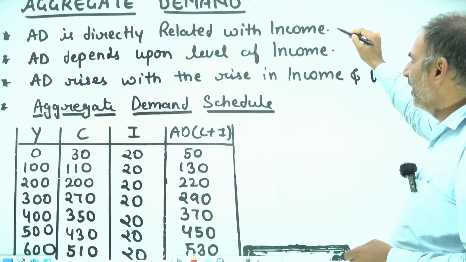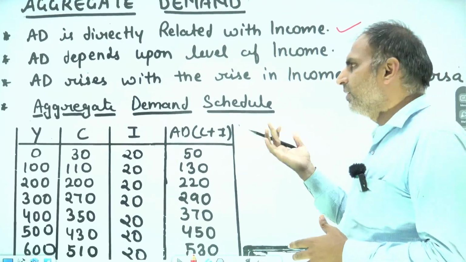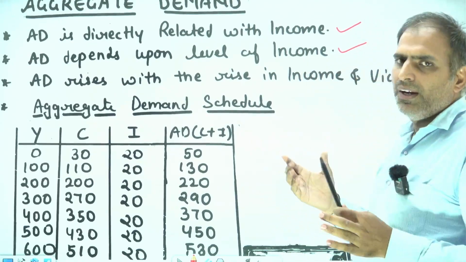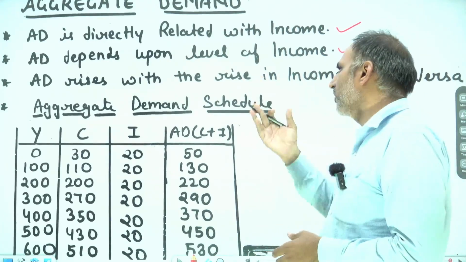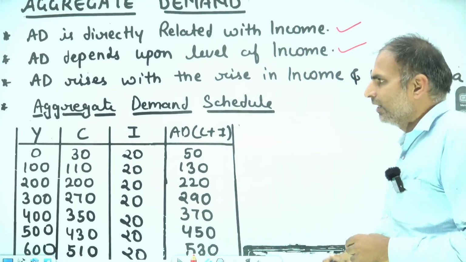AD is directly related to income. AD always rises when income rises. AD depends upon the level of income. If income rises, AD also rises. So we can say that AD depends on the income. AD rises with the rise in income and vice versa. The same thing is in the schedules.